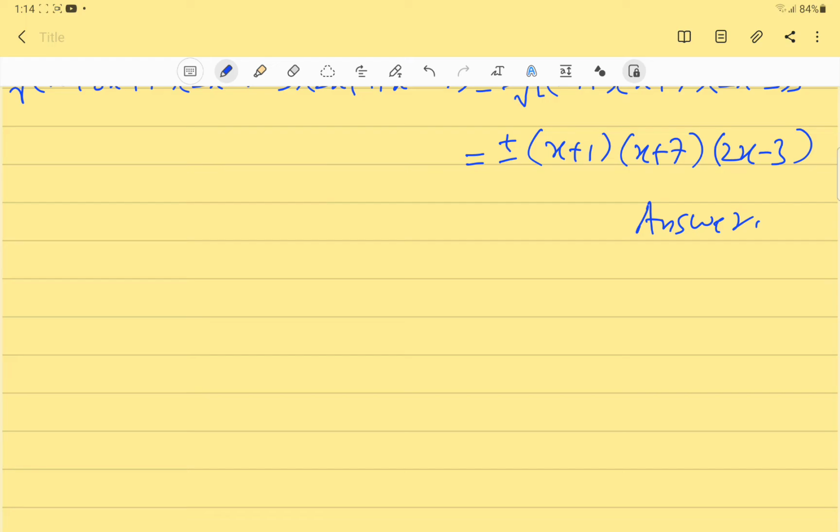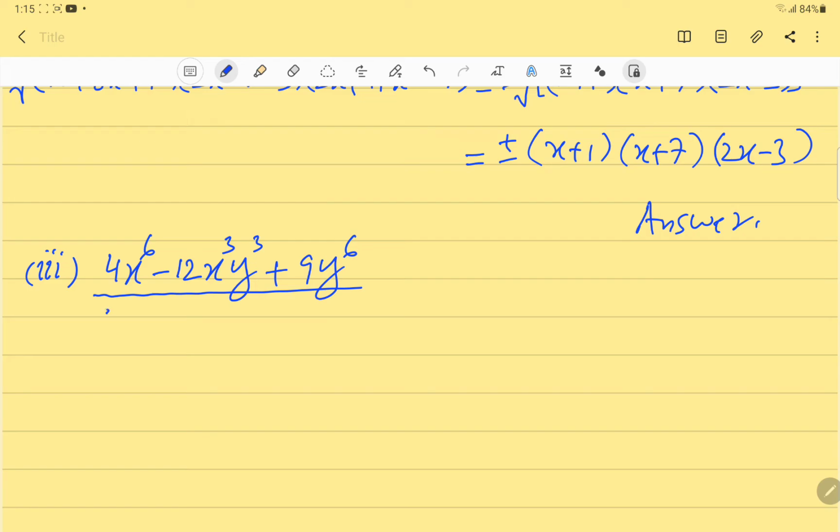Now we will move on to our third and the last question of this type. That is 4x raised to power 6 minus 12x cubed y cubed plus 9y raised to power 6, over 9x raised to power 4 plus 24x squared y squared plus 16y raised to power 4.